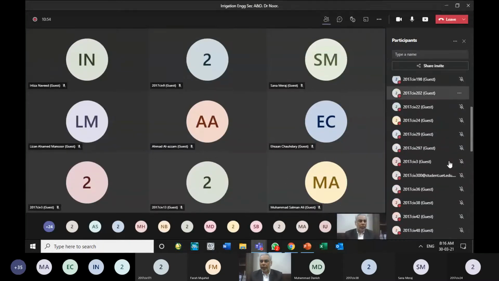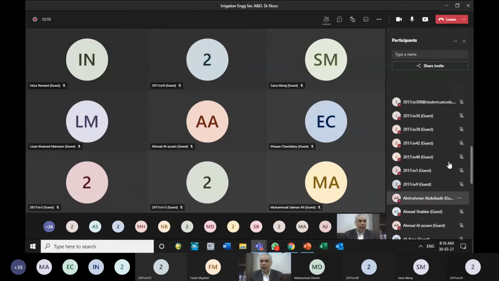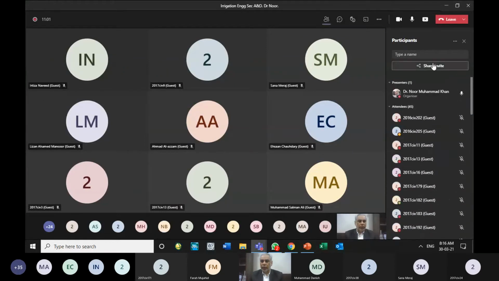Some of the students' mic is on, and who is he or she? I cannot see. So please make your setting in such a way that when you join the team, your mic should be automatically off. Okay.